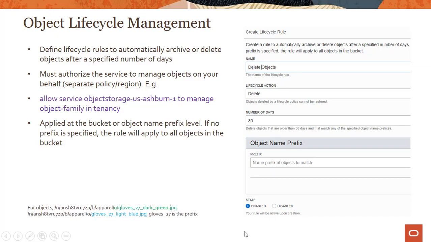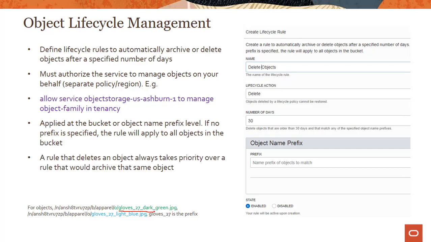So what do we mean by that? If you see here, we have a couple of objects and they all have a prefix, which is this thing here. If you don't want this lifecycle management rule to apply at the bucket level, you could actually apply it at the prefix level, and in this case the prefix is gloves 27. So you could use this kind of prefix to apply a rule. Otherwise you can apply the rule to all the objects in the bucket.